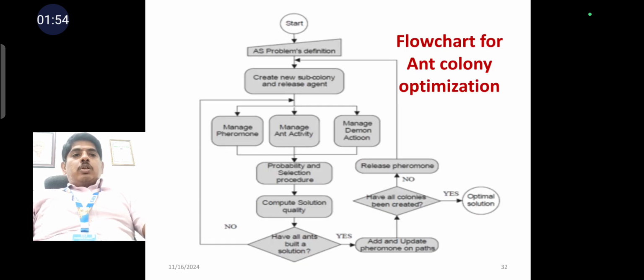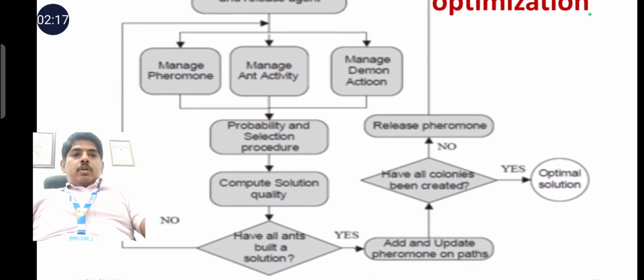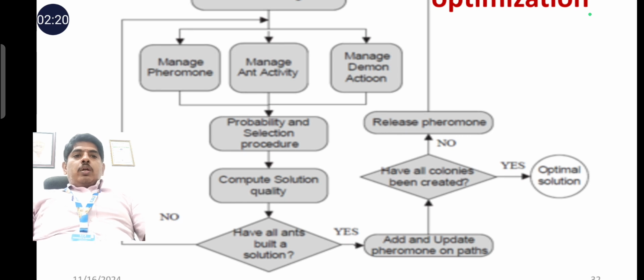So this is the flowchart of ant colony optimization. Here we have to create the new ant colony. Then we manage the chromosome, the ant activity, and the domain action. Then the probability and selection procedure is done. Then compute the solution quality. After that, check whether all ants have built a solution. If yes, add and update the pheromone on the paths. Otherwise, repeat the procedure.